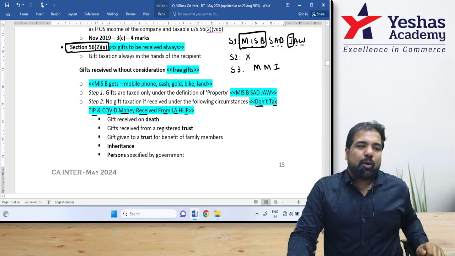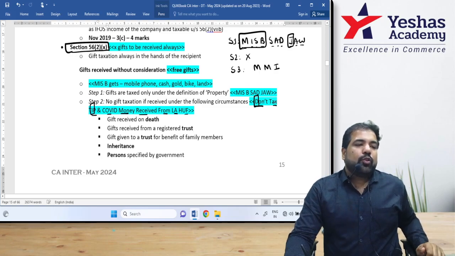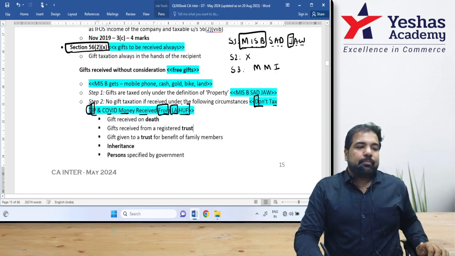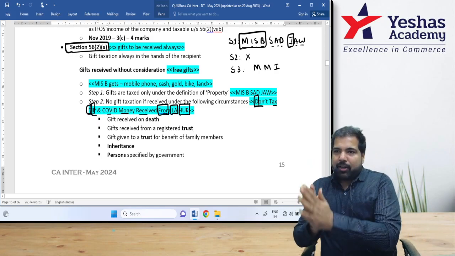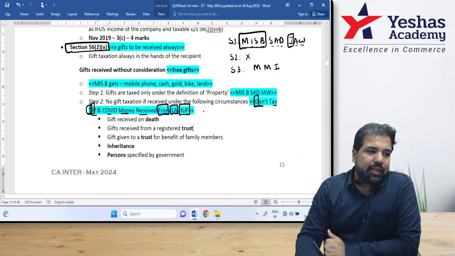Guys, if you receive property on death or on inheritance, if you receive it from a trust, from a fund, or from a local authority, or if a HUF gets a partition, who gets the property? Members. The members will not be subject to any gift tax.